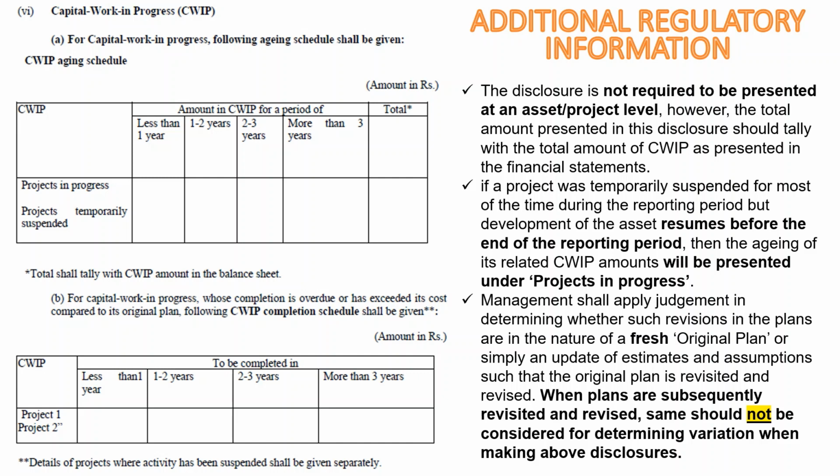In case a project was temporarily suspended, but as of 31st March the project has resumed, then that will be considered as project in progress. That is to say, the status has to be seen as of the balance sheet date. In case of disclosure B regarding overdue projects, the most important thing to be noted is that if the fresh original plan and date have been revisited and revised, then the same should not be considered for determining variation when making this disclosure.